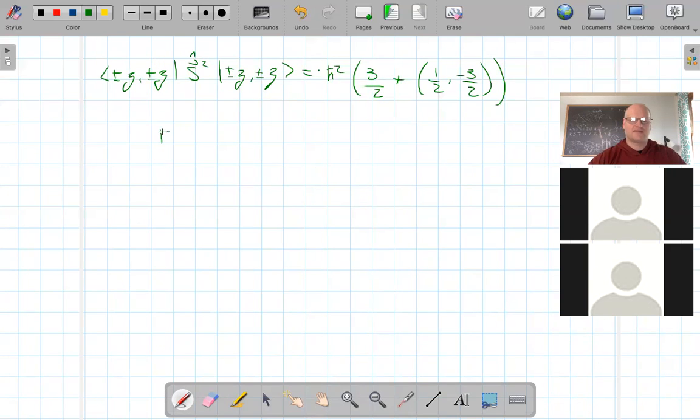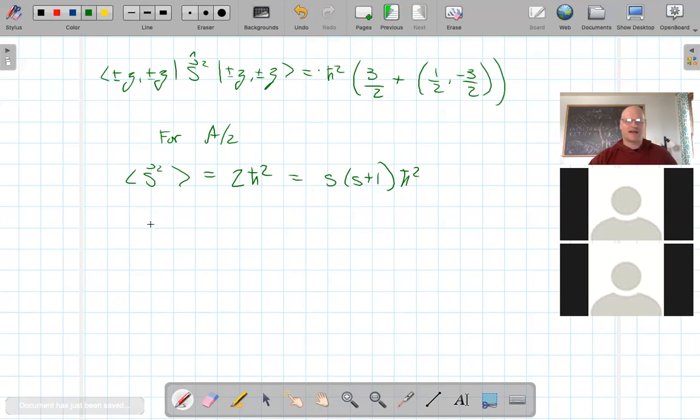So let's look at the first case. When the energy was equal to 1/2 here, in this case the expectation value of S squared is simply equal to 2 times h bar squared. But remember, this is the same thing as s times s plus 1 times h bar squared. We'll talk about that in just a second.